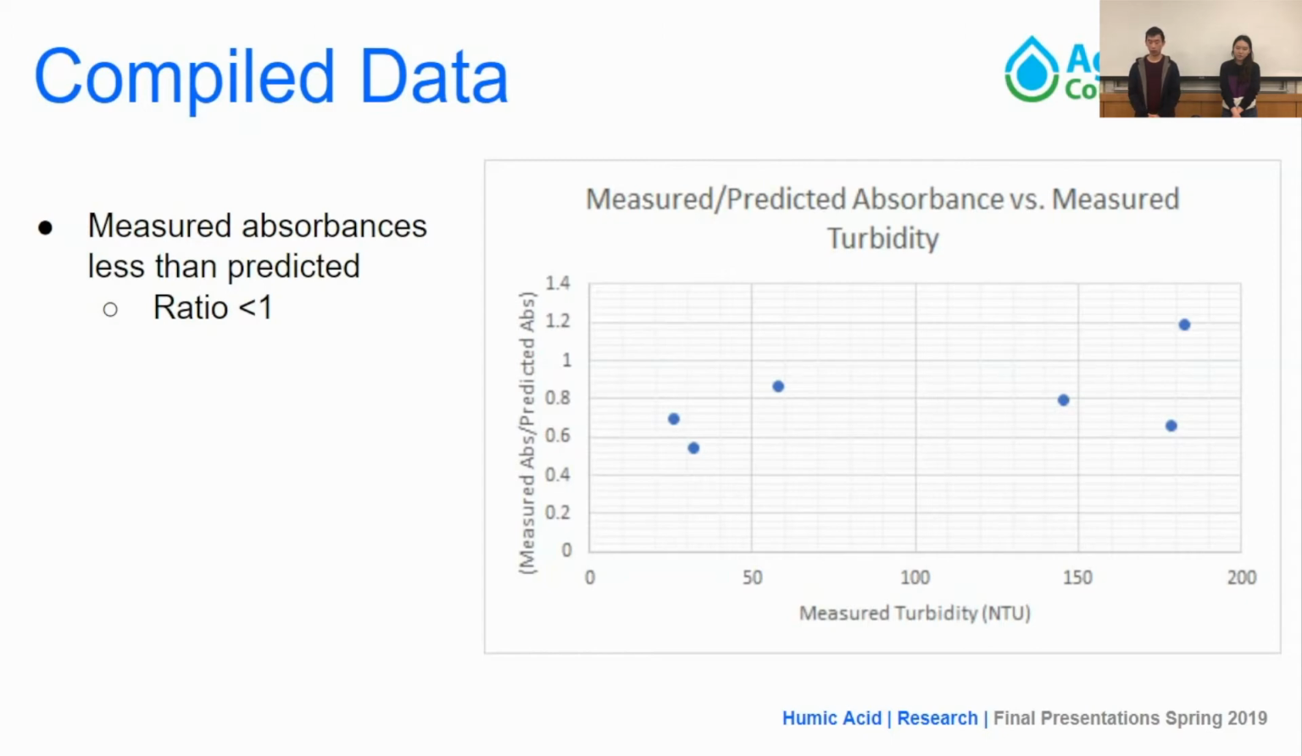system. And so as you can see on the plot, with the exception of one trial, all of the data, the ratio between the measured and the predicted absorbance was below 1. So this means that our measured absorbances were lower than our predicted model. And so this is telling us that we need to find a better model rather than just adding the absorbance of humic acid and absorbance of clay, because that model is not giving us an accurate reading of what we're actually observing in real life.